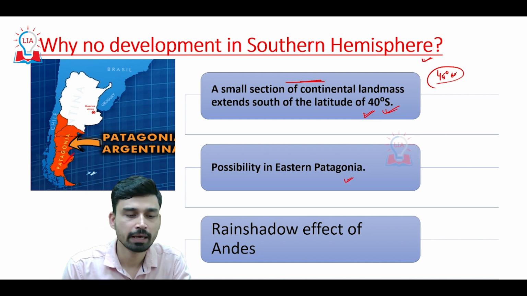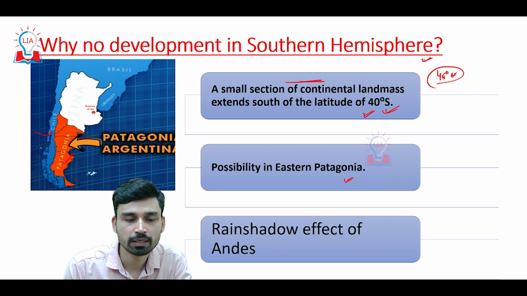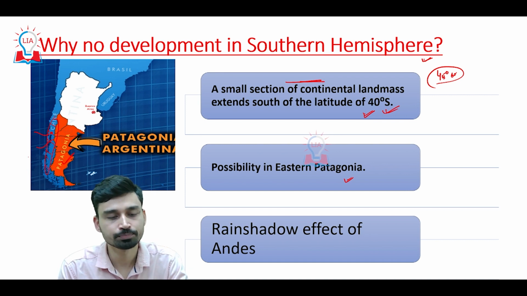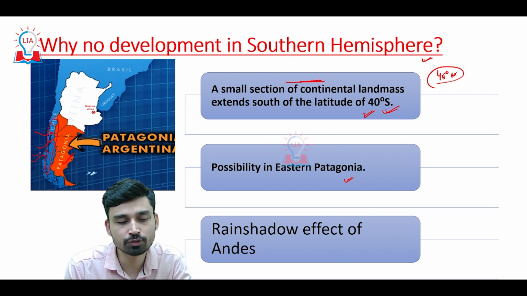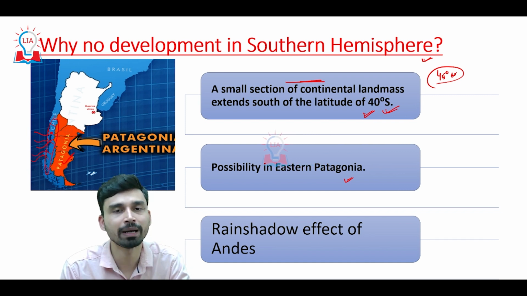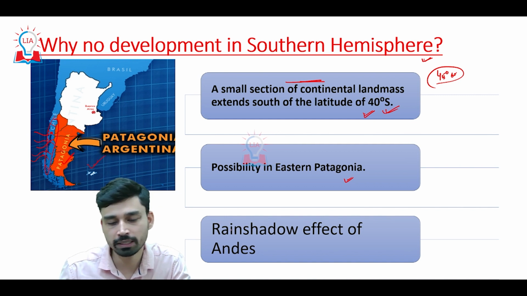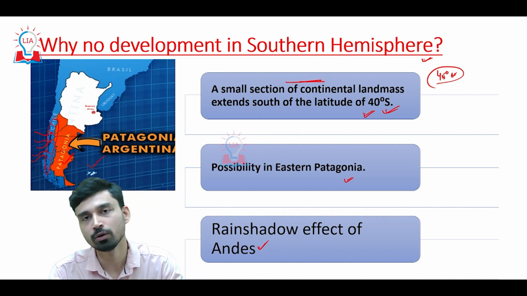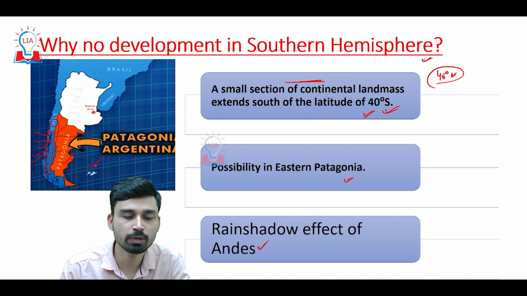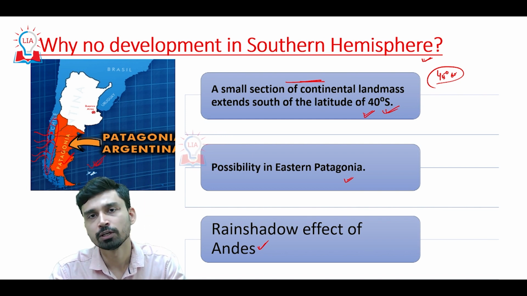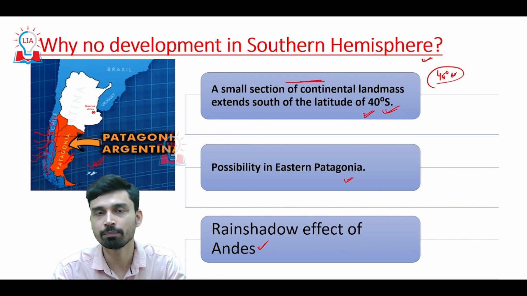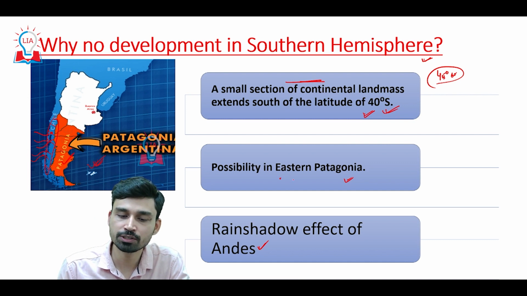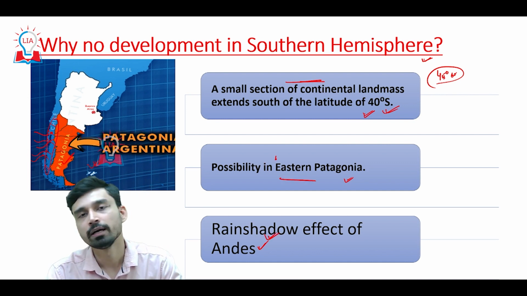However, as the westerly wind blows in this region, on this side of the Patagonian desert we know that the Andes mountain range is there. This Andes range prevents the westerlies from entering Patagonia, and that is why Patagonia lies in the rain shadow zone of the Andes mountains, and that is why it has a desert kind of appearance, not a Laurentian type of climatic appearance. So even in eastern Patagonia, this climate is not developed simply because of the rain shadow effect of the Andes mountains.